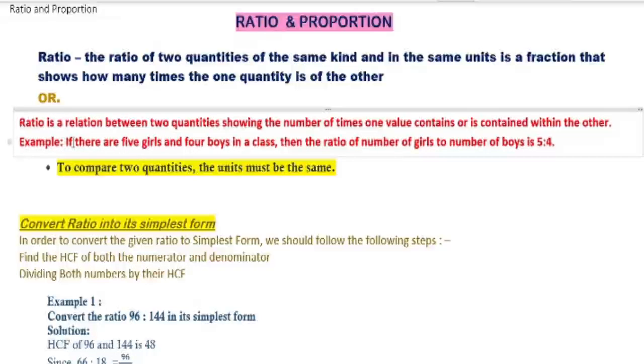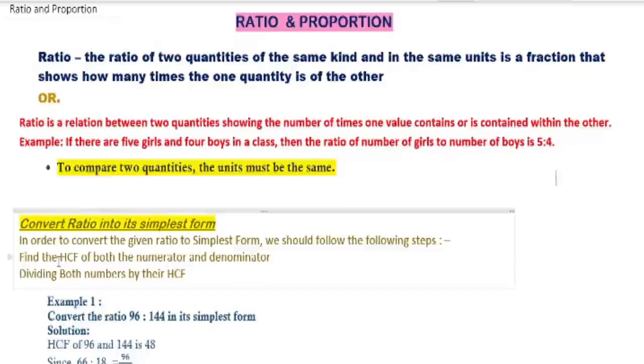One example you can see here: if there are 5 girls and 4 boys in a class, then the ratio of the number of girls to the number of boys is 5:4. Here you can see the symbol, we can write it like this, 5:4. Now we will see the different problems using ratios, and how to solve questions using the concept of ratio and proportion.